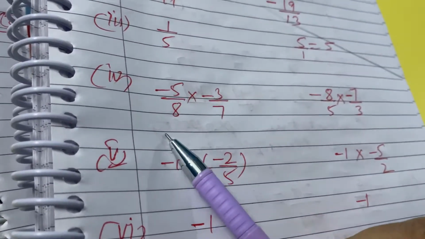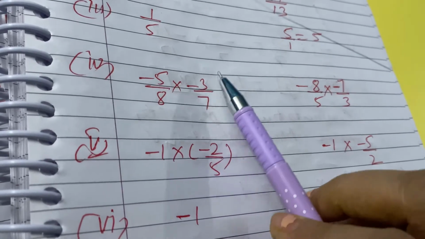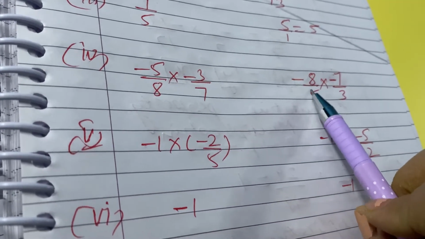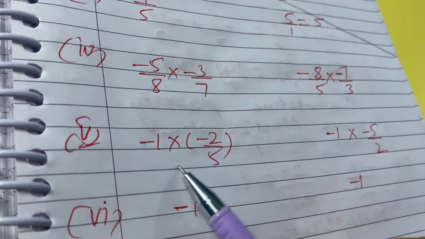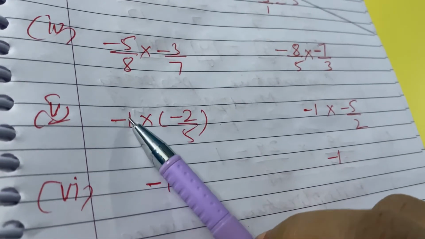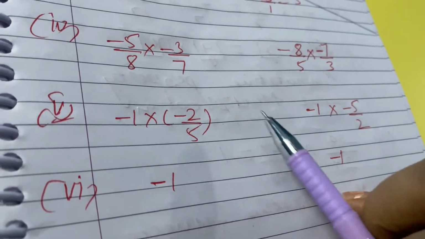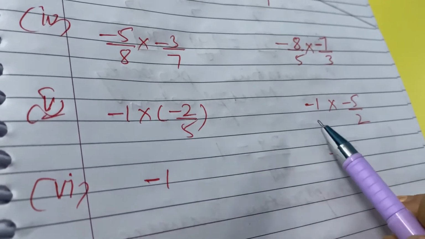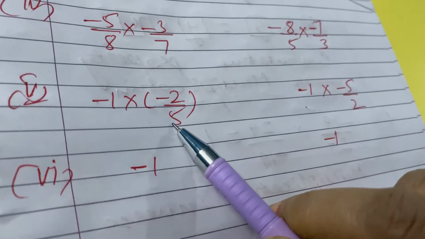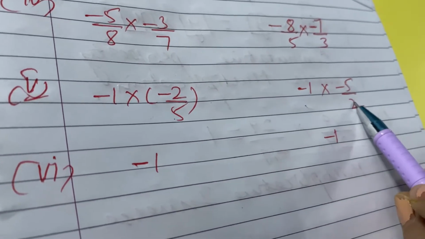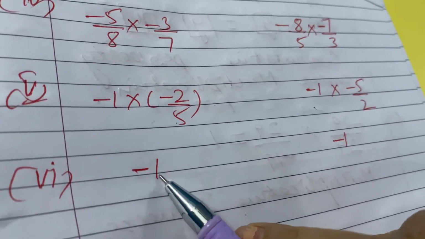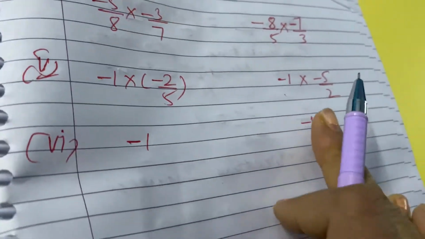The multiplicative inverse of minus 5 by 8 into minus 3 by 7 is minus 8 by 5 into minus 7 by 3. The multiplicative inverse of minus 1 into minus 2 by 5: the multiplicative inverse of minus 1 is again minus 1, and the multiplicative inverse of minus 2 by 5 is minus 5 by 2. So here the multiplicative inverse of minus 1 is minus 1. That's all.